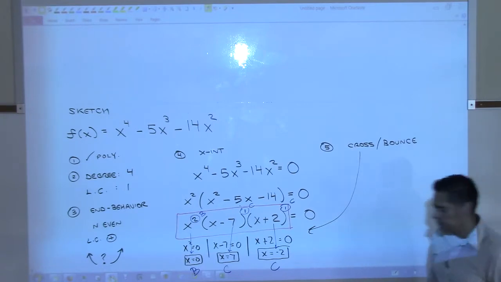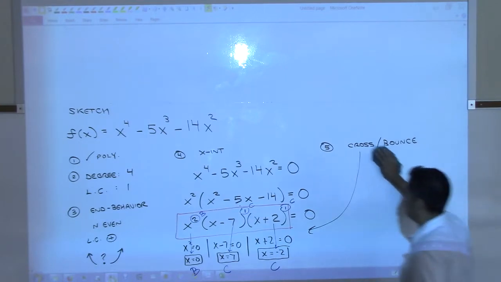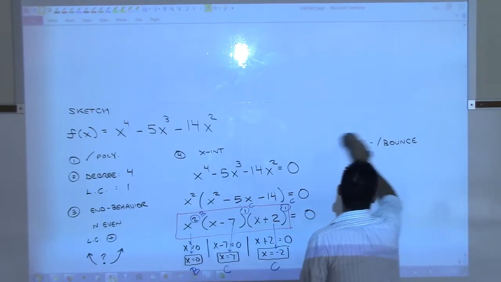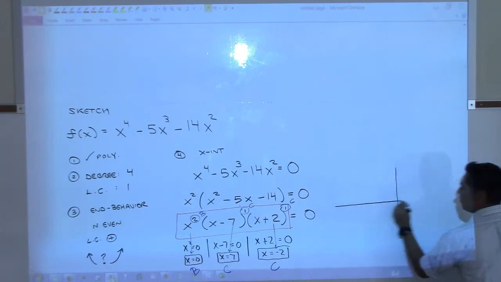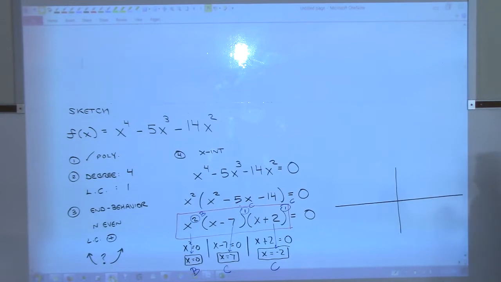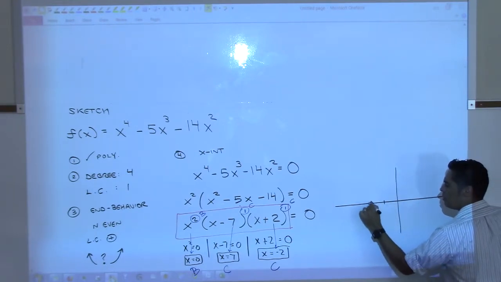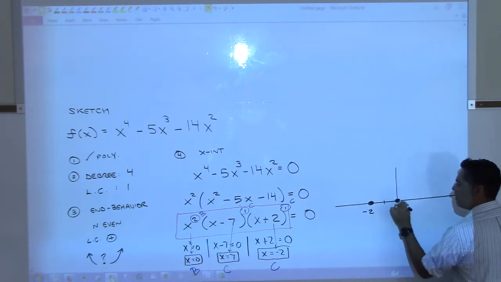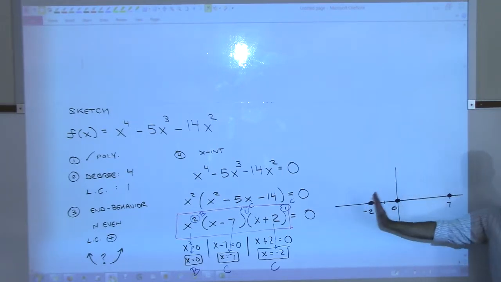Brianna P. Yes. Are you caught up? Yeah. What's the last step, Brianna? To sketch it. Okay, so here comes the sketch. And we have not done this yet, right? Okay, so Brianna, the first thing I want you to put here on your sketch are the x-intercepts. So these are going to be dots on the x-axis. And where do they go? Negative 2. Put a dot. 0. Put a dot. And out here at 7, put a dot. Just make sure you get these in the correct order.